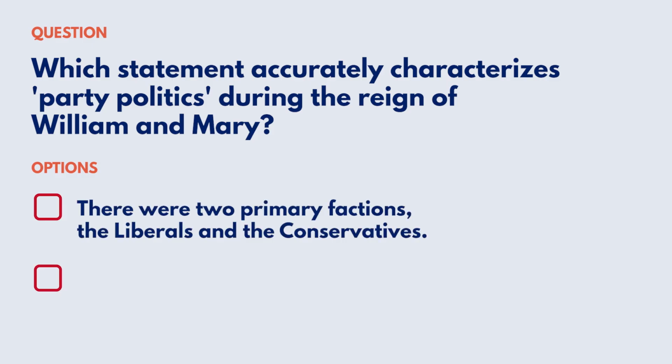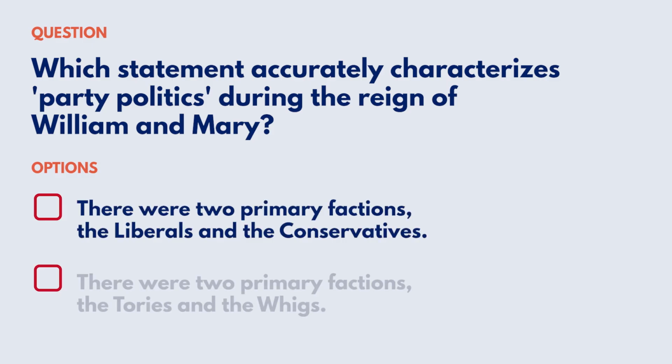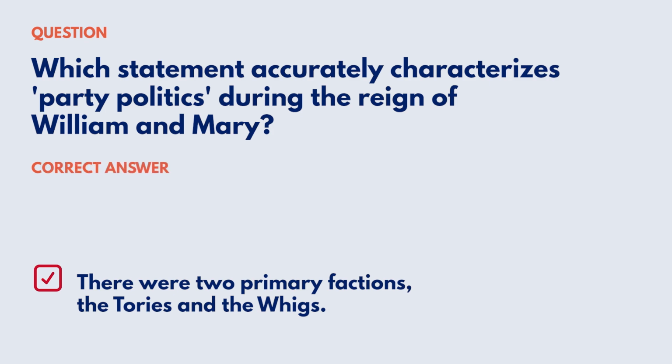Which statement accurately characterizes party politics during the reign of William and Mary? There were two primary factions, the Liberals and the Conservatives. There were two primary factions, the Tories and the Whigs. Correct answer, there were two primary factions, the Tories and the Whigs.